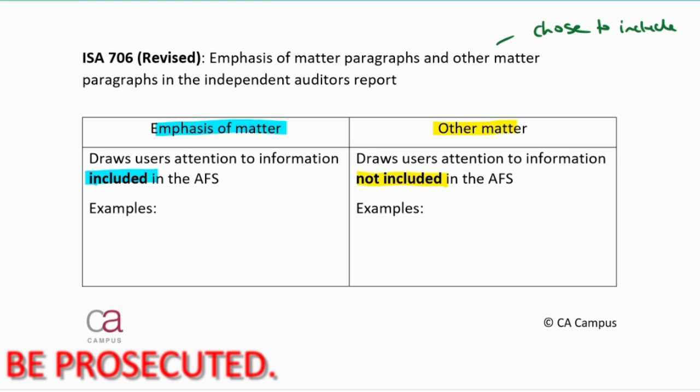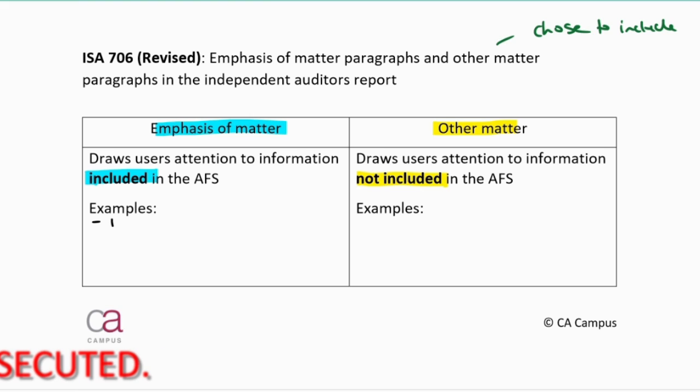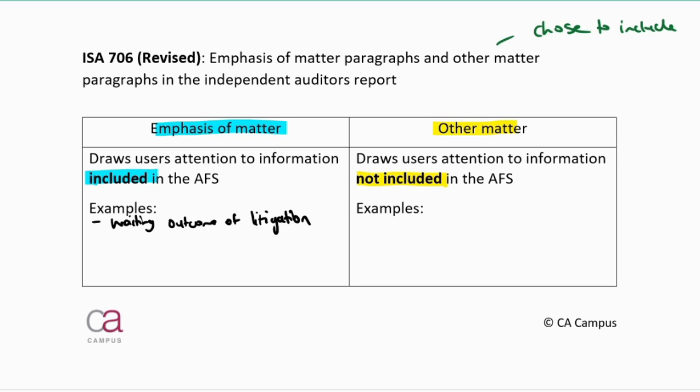So an example of an emphasis of matter is maybe if we are still waiting for an outcome of a litigation. And so you just want to draw the user's attention to the fact that this was potentially disclosed in the financials, and just to highlight it, because it was in the financials, they might have missed it. Something else, maybe if they've early adopted a new standard. So again, it's in the financials that they have got this new standard, but I'm just highlighting it to the users. Hey guys, just to be aware. Whereas in other matter, the information's not in the financials.